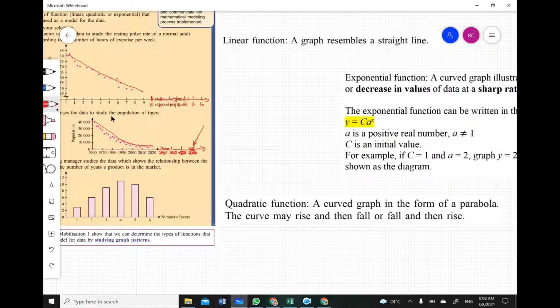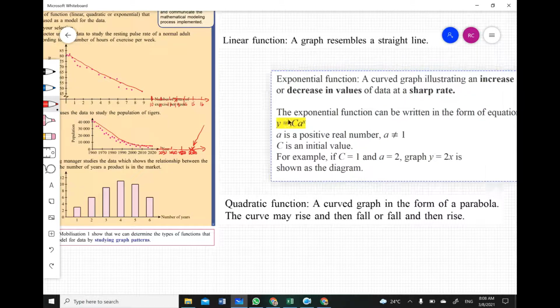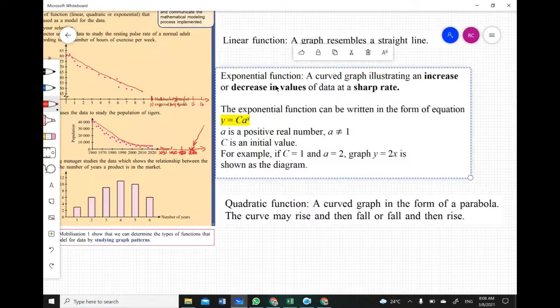Whereas for the second one here, I assume because it looks like an exponential function. Okay, so for this exponential function, there are a few things that you have to know. It is a curved graph illustrating an increase or decrease in values of data at a sharp rate. And the exponential function can be written in the form of equation y equal to c a to the power of x. A is a positive real number, but then it cannot be 1. Why? Because the answer will be different from what we have later on. C is the initial value. We are going to see this later on, how the C become the initial value.